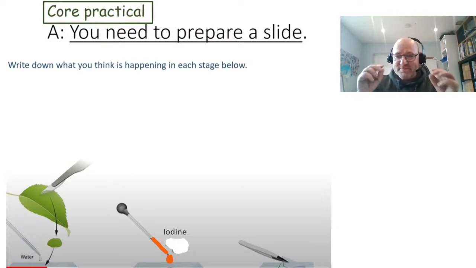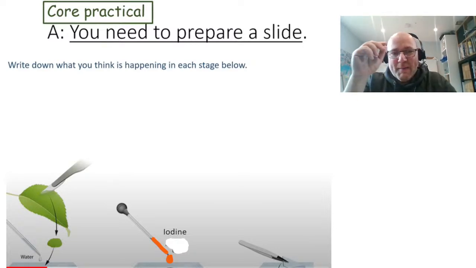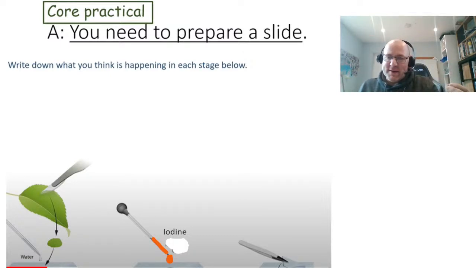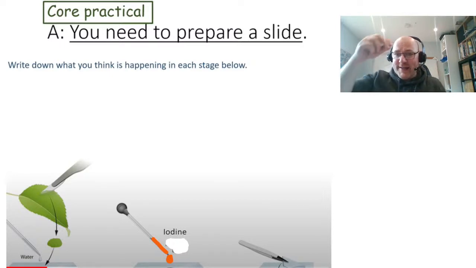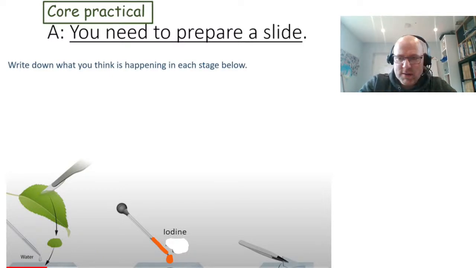Now, what do I need to add? If you look at an onion and you look at the cells, you're not going to be able to see anything. I need to add something to colour all the organelles, to colour the cell wall. What do I add a drop of? Does anyone know what you add to give colour to all the structures? Yeah, so you can see the cells better, but what do we add?